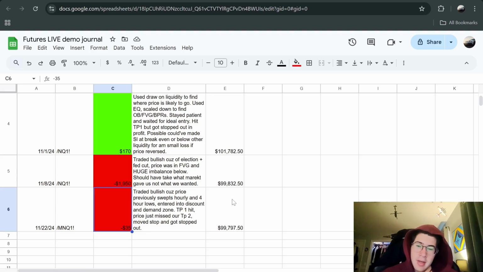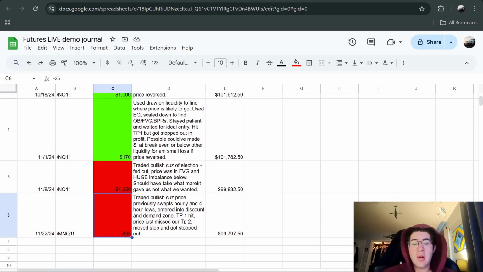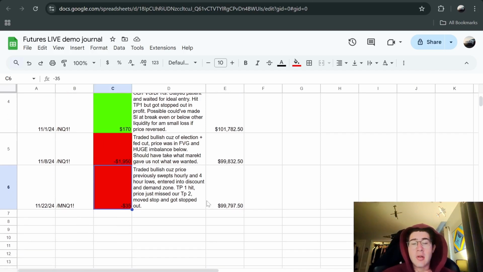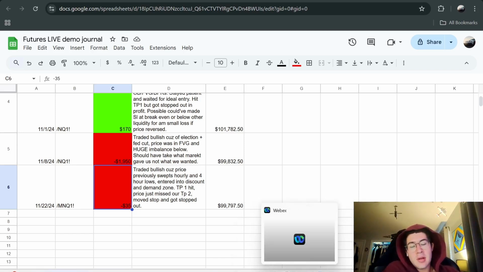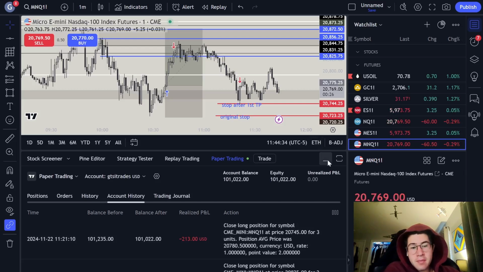Honestly, really not that bad. And compared to what it could have been, our original risk was a little bit over $500, and we ended up with only a $35 loss. So it's not that bad. Could we have made profit? I guess, but it's part of the game.